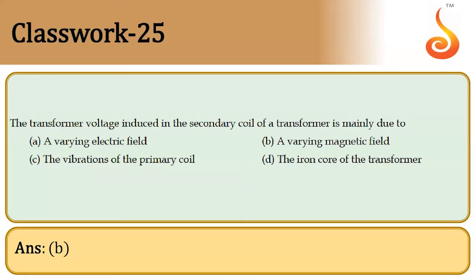The voltage induced in the secondary coil of a transformer is mainly due to what? You know, this is the input, the primary circuit, and this is the secondary circuit, the output voltage. So this is mainly due to the varying magnetic field. The induced EMF in the secondary coil is only due to the varying magnetic field.